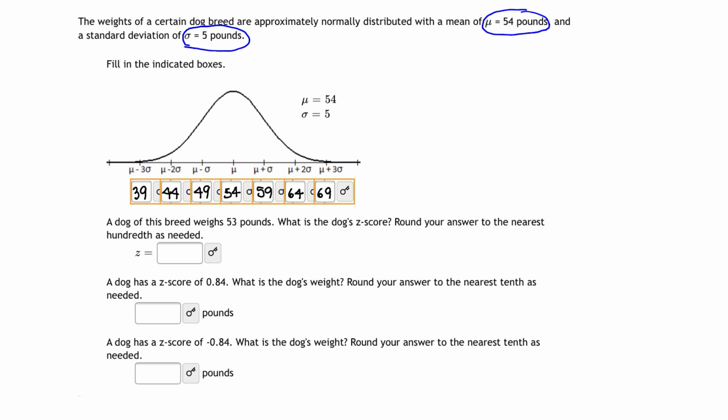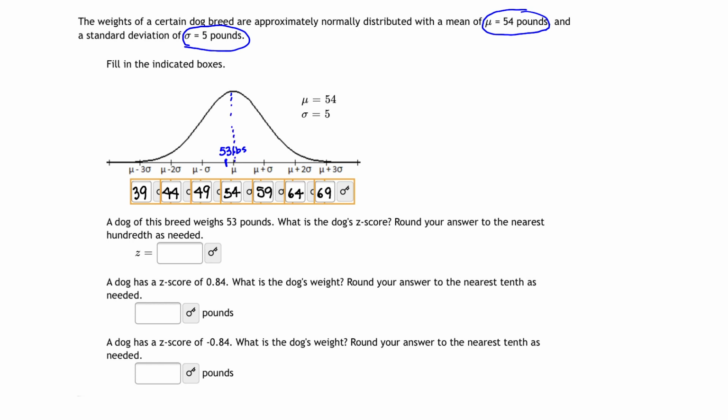Our next job is to answer the first question. So a dog of this breed weighs 53 pounds. What is the dog's z-score? So where exactly is 53 pounds in relationship to the other numbers we just filled in the boxes? Well, 53 pounds is just shy of the mean, right? 53 pounds is going to lie right here, just left of my mean.